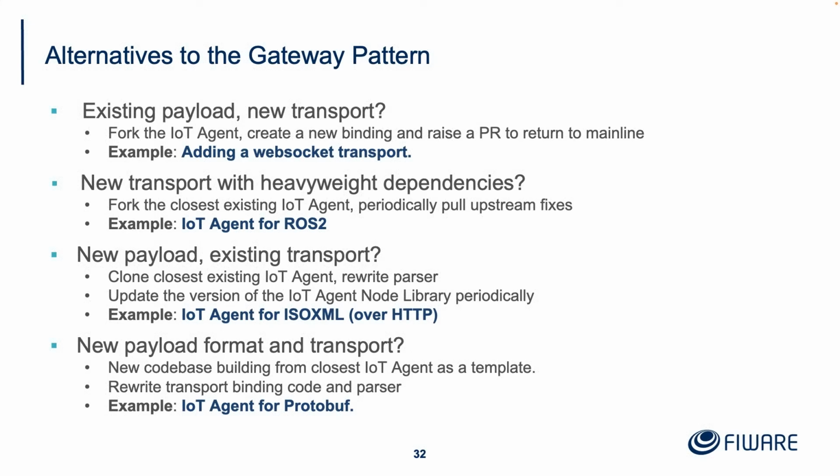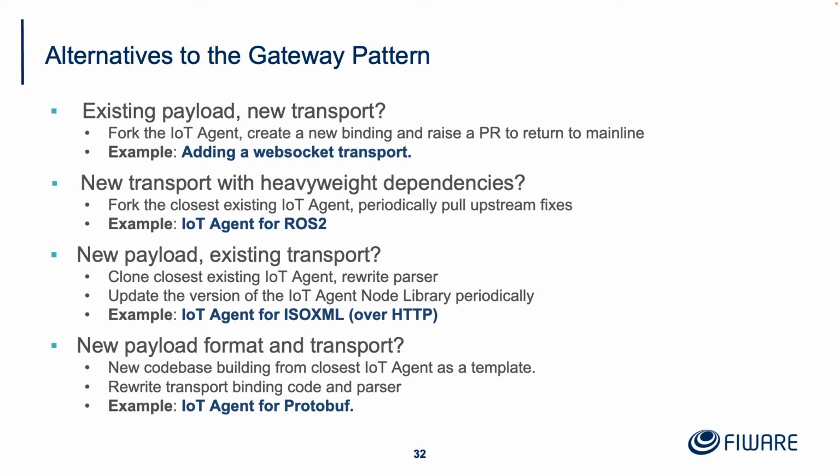If you have a new payload, as indeed the ISO XML, ISOBUS IoT agent has, you don't have to start from scratch. You can actually just take the closest IoT agent, I believe this one was the IoT agent for JSON, and then just rewrite the code as necessary. There's another webinar on writing custom IoT agents. If, however, you want to do both a new payload and a new transport, you're going to have to, again, start from the code base and rewrite it as necessary.